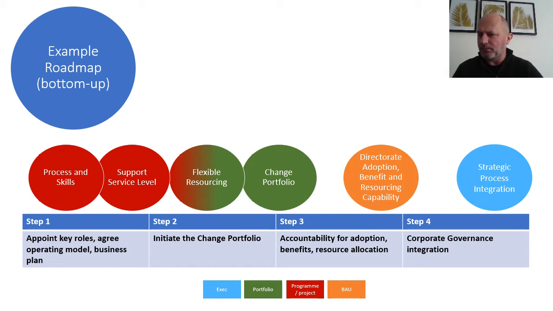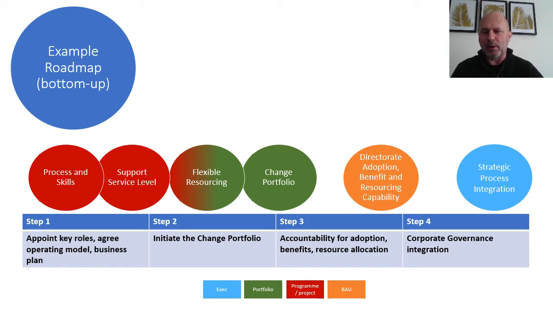So in this example, which actually relates to the example we've been talking about earlier, we've started on looking at addressing processes and skills and the support level for delivery first. We've agreed that it's imperative to appoint key delivery roles, agree the operating model, and firm up the business plan that will define what the workload for change actually will be.